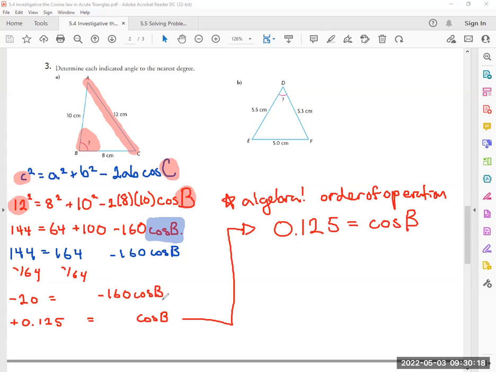Again, I want cosine B all alone. So I know that there's a multiplication between these two. So I divided both sides by negative 160. So that is negative 20 divided by negative 160, and I get 0.125.